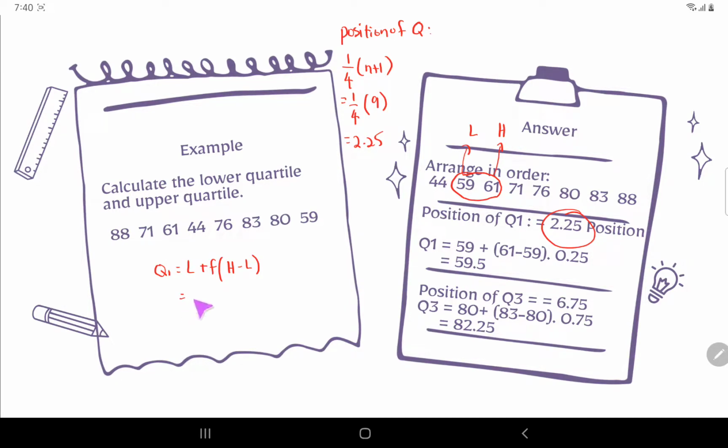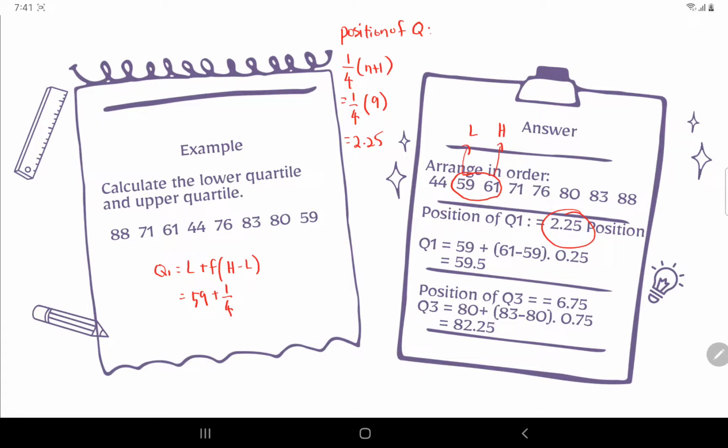So our L is 59 plus F. What about F? Our F is 0.25. Our F is 1/4. 1/4 is the same as 0.25. Why is our F 1/4? Because it is Q1. Q1 is 1/4.